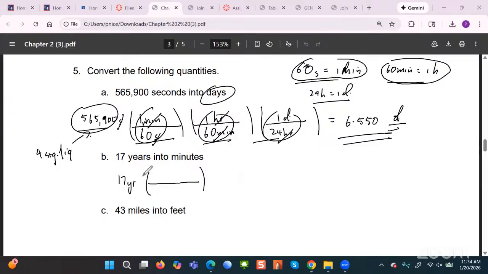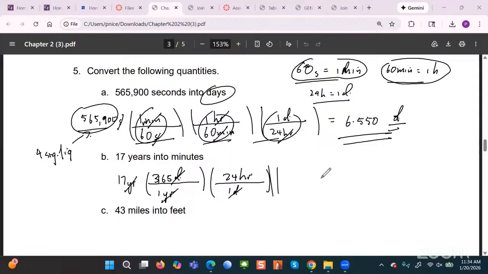365 days. Okay, so 1 day, 365 days would be in 1 year. Okay, I would agree with you there. Okay, what next? The years unit will cancel, by the way. What next? What's the next conversion factor? 24 hours a day. Okay, so 24 hours above, 1 day below. Okay, very good. Day units will cancel out.